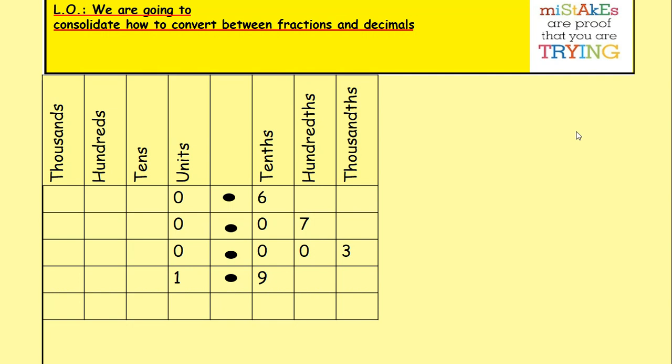If I'm checking my first number here, 0.6, what I have to realize is that my 0 is under the units and my 6 is under the tenths. So actually I can say this number is 6 tenths. Now, how do I write tenths as a fraction? Tenths, I can write as 1 out of 10. Now, how many tenths do I have here? 6 tenths.